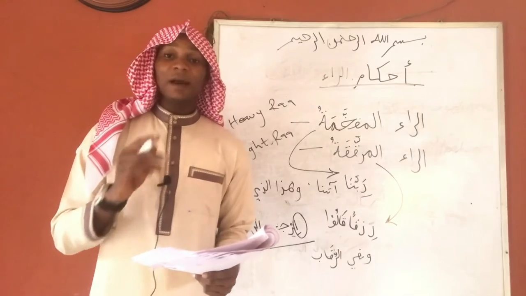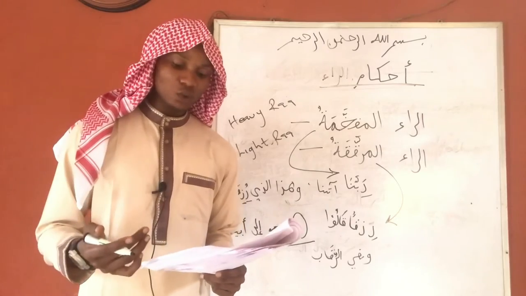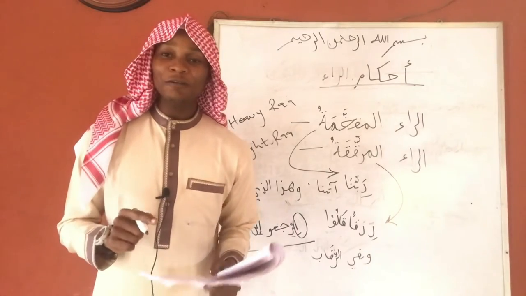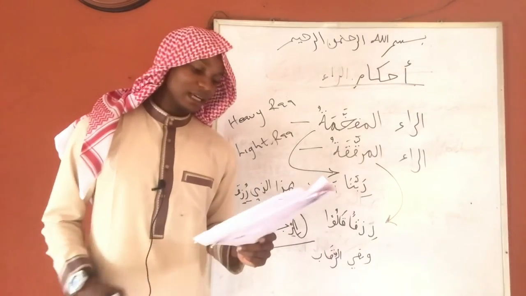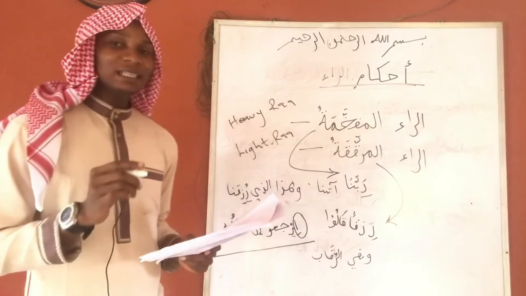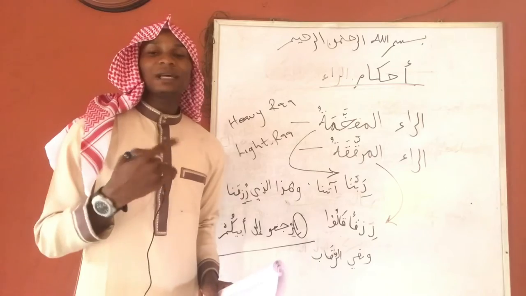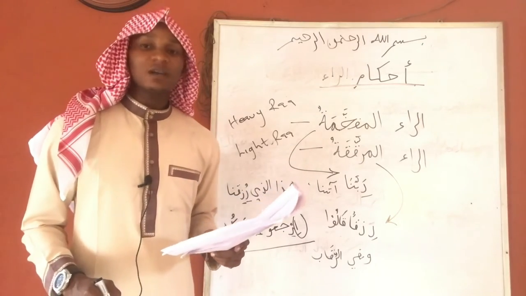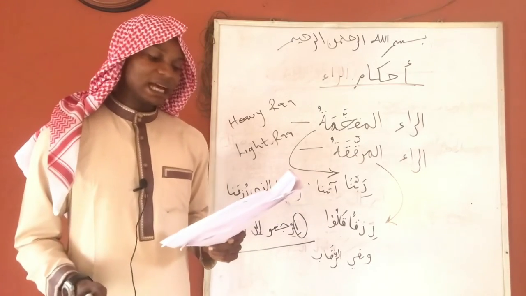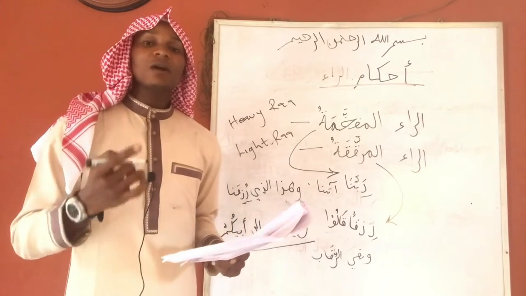And before we forget, the Ra should also be pronounced heavily if it is having sukun and the letter that is coming after the Ra is a letter of al-isti'la, a heavy letter. For example, Ta is a heavy letter, Qaf is a heavy letter. So when the Ra is having sukun and any of the heavy letters is coming after the Ra, it is to be read heavily. For example, qirtas. So we have Ra sukun and Ta. Ta is a heavy letter. Then we have firqah, qirtas, firqah.